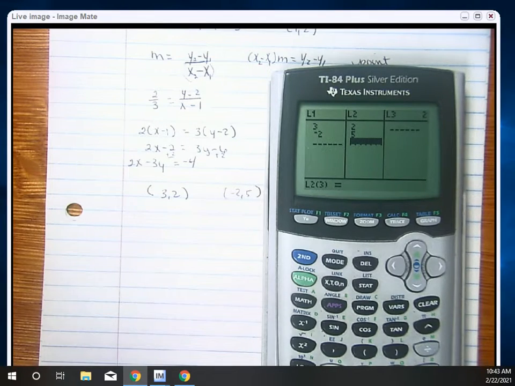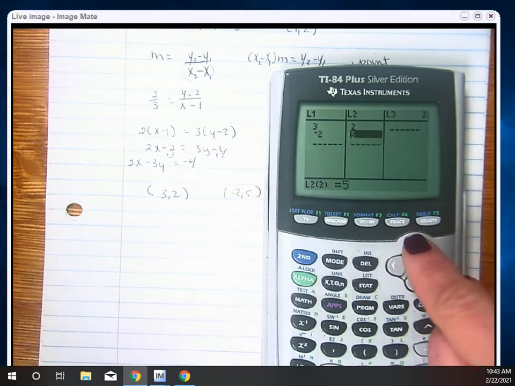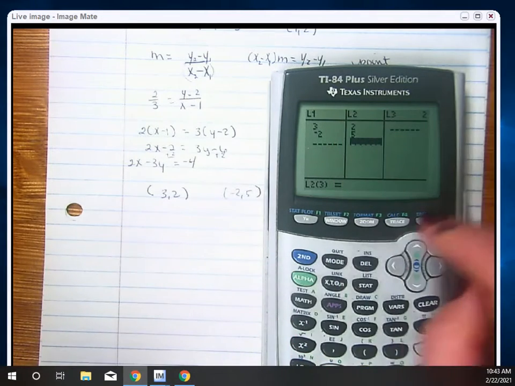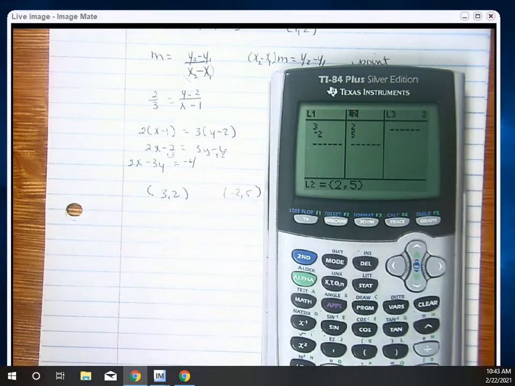2 points determine a unique line. How do you clear? When you clear, arrow up to the list and put the black box over whatever list you want to clear, and then push clear, enter. And it will delete or clear everything out.